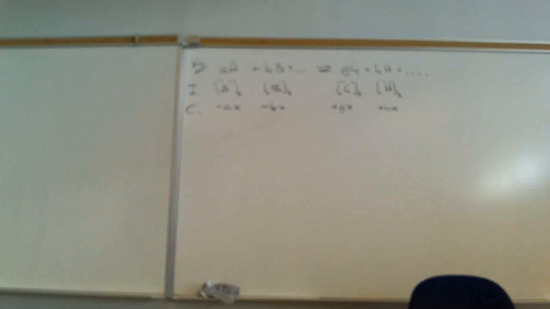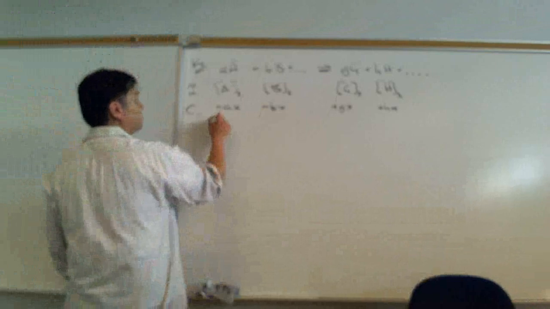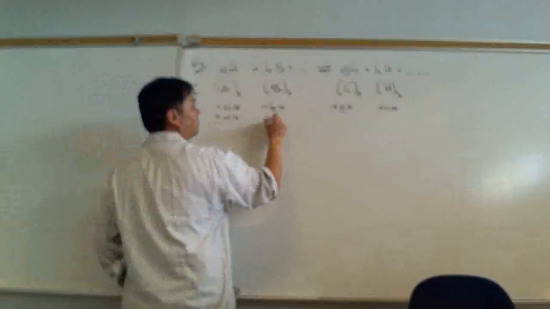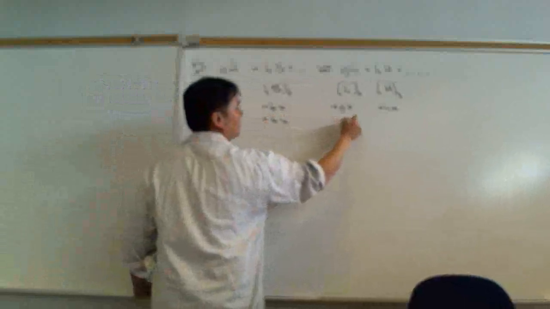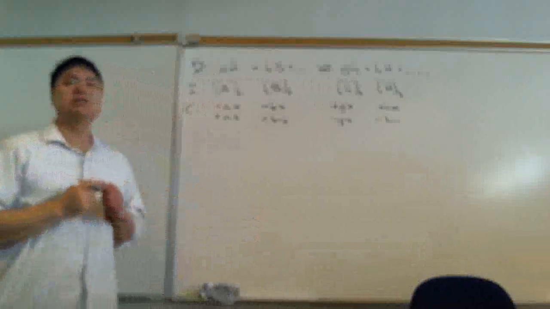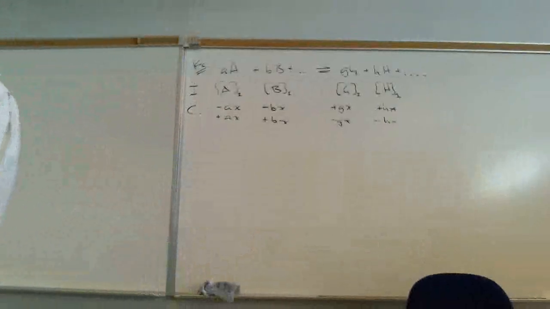But what if the change goes right to left, like in the last problem we did? Then the signs are just opposite. Plus AX, we're forming reactants in this case, plus BX, and we're losing product: minus GX, minus HX. Now, we know what the change is going to be because the change usually goes to the side with the zeros.